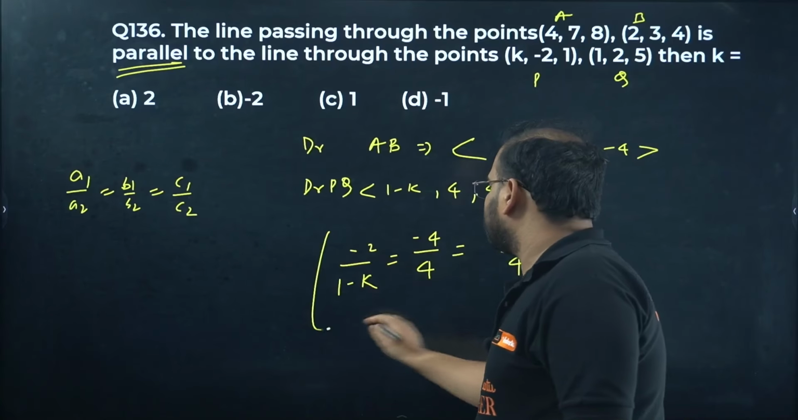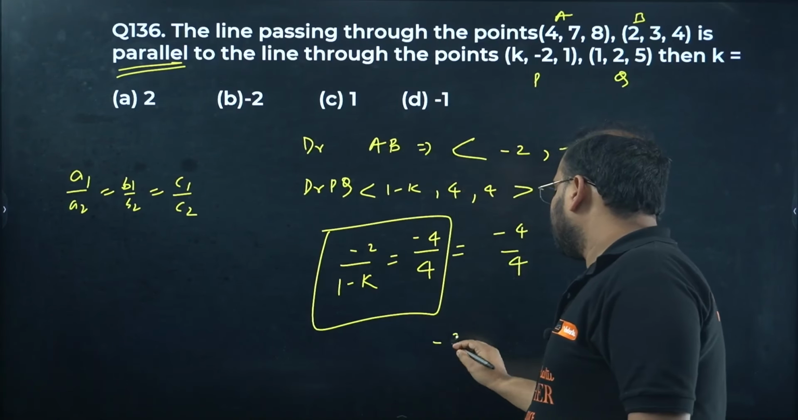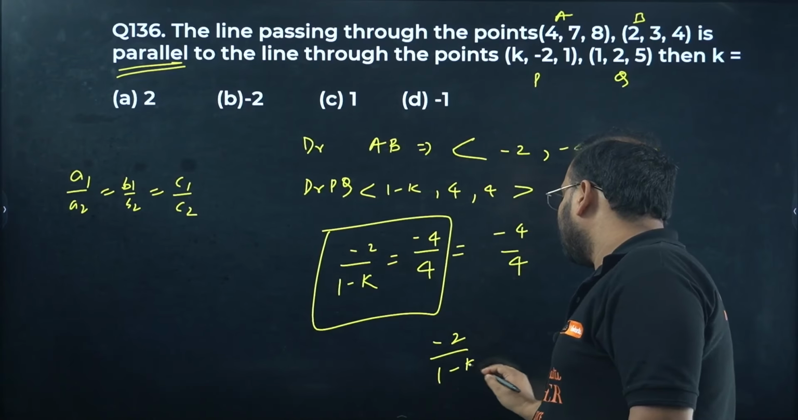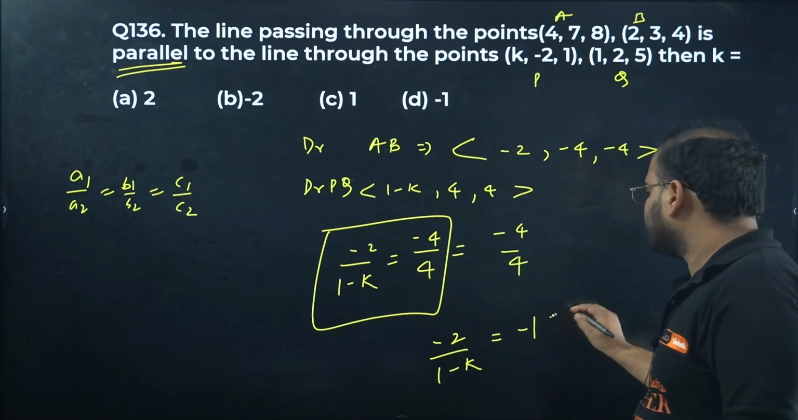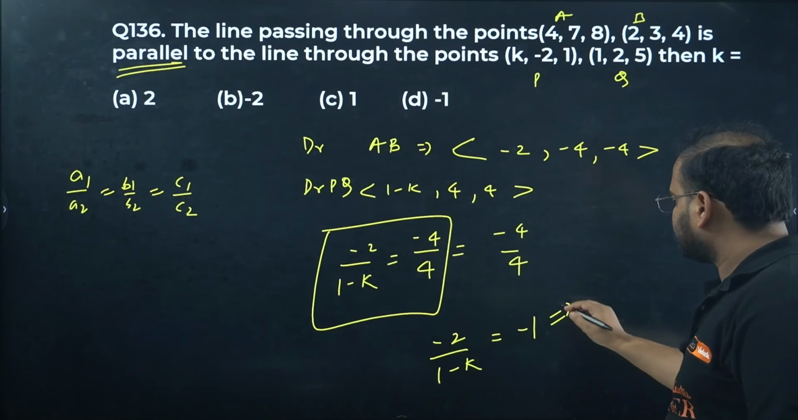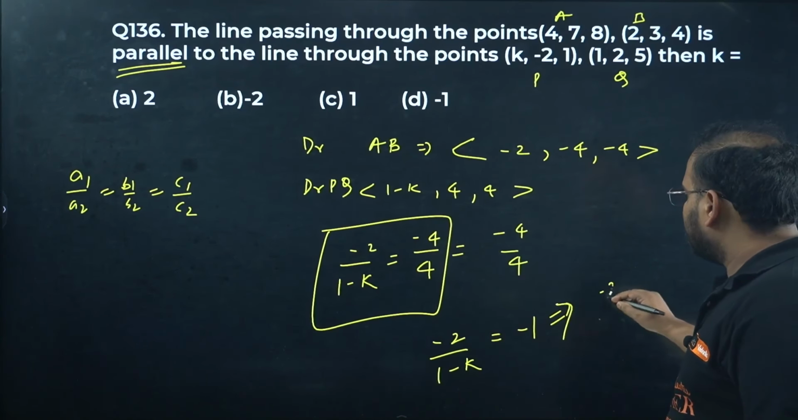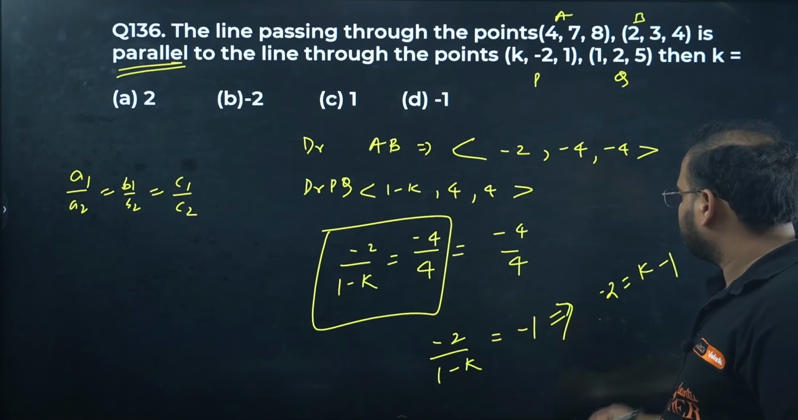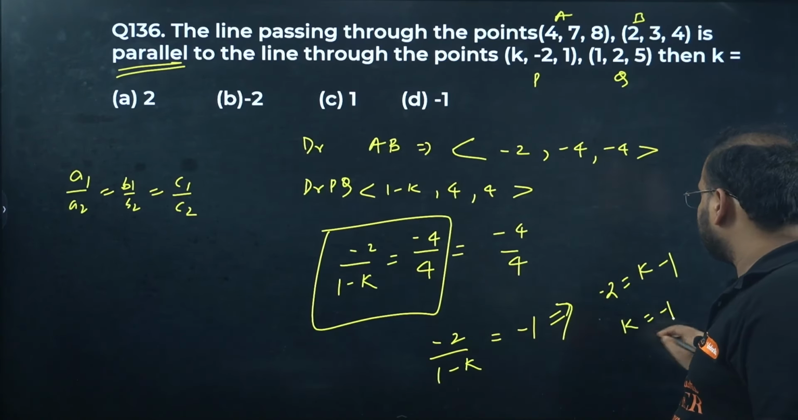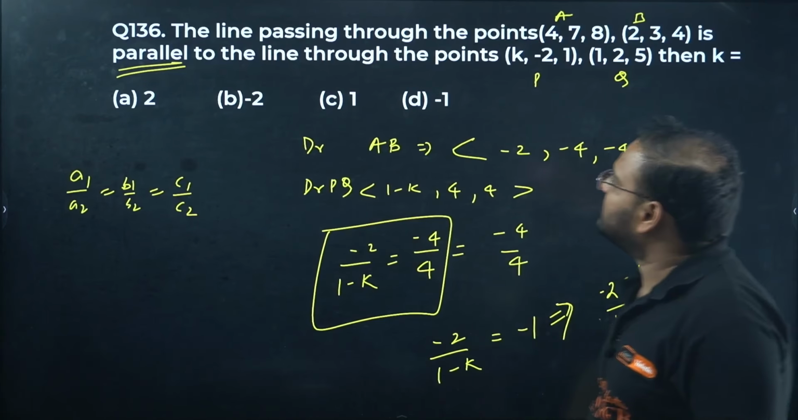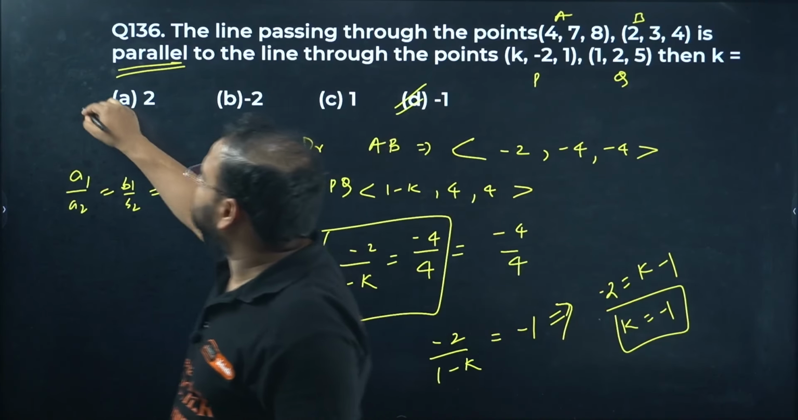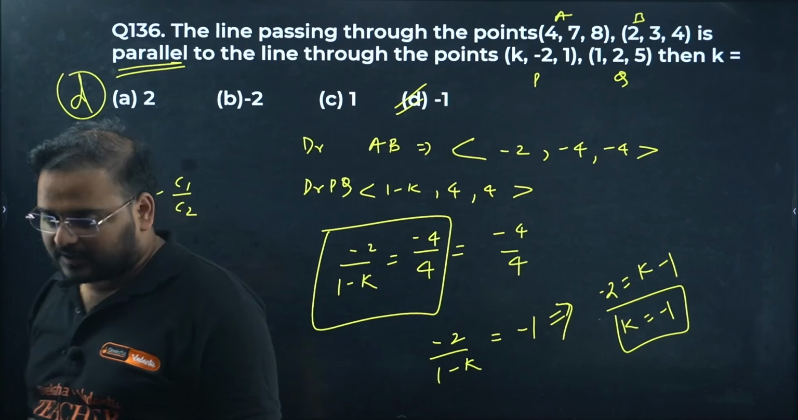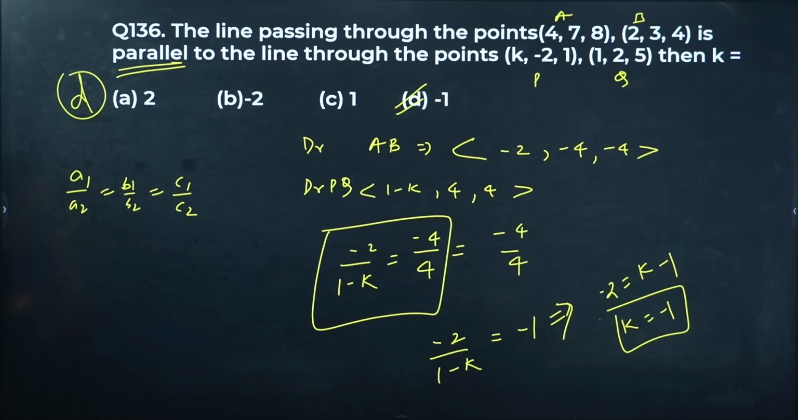Cancel it. Let's use this result. So minus 2 upon 1 minus k is equal to minus 1, which means minus 2 equals k minus 1. So k equals minus 1. Solve it, your choice. Answer is D. Answer is D. Have a look.